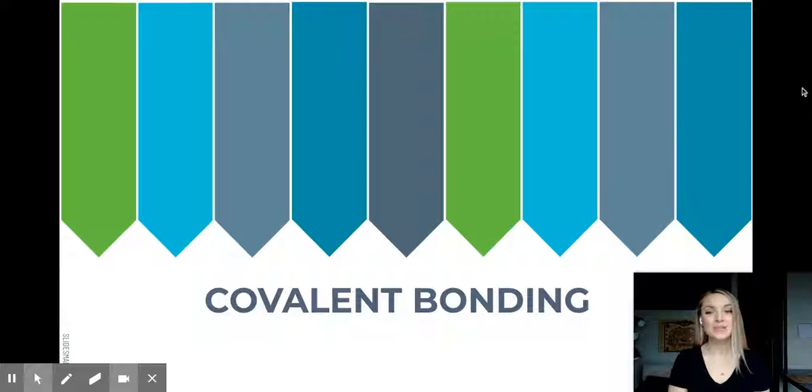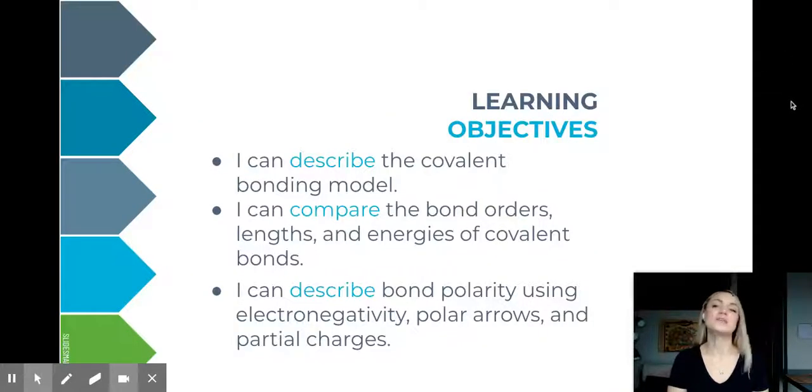Today we're going to be talking about covalent bonding in greater depth, and our learning objectives are: I can describe the covalent bonding model, I can compare the bond orders, lengths, and energies of covalent bonds, and I can describe bond polarity using electronegativity, polar arrows, and partial charges.